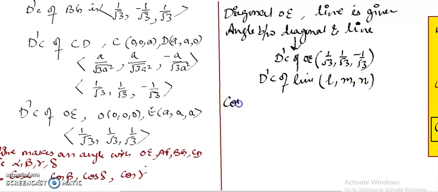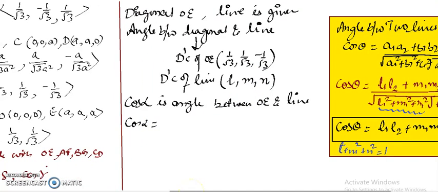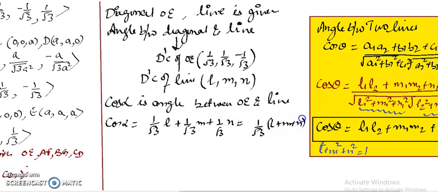So what will be the angle? If you are taking alpha, cos alpha is the angle between OE and the line. So we will write cos alpha equals the product of the direction cosines. So 1 by root 3 L plus 1 by root 3 M plus 1 by root 3 N. 1 by root 3 is common, so you will get L plus M plus N. This is the main concept in which you are getting confused. So your cos alpha is this.